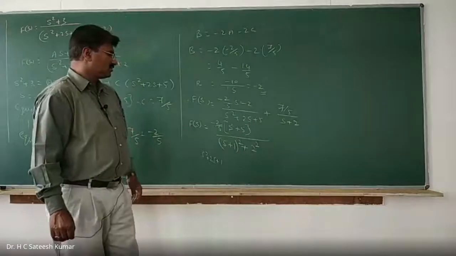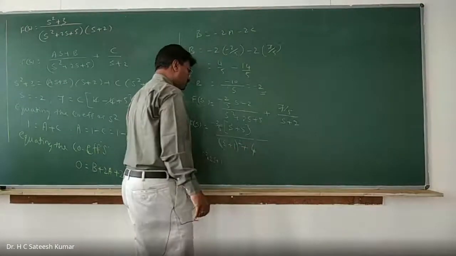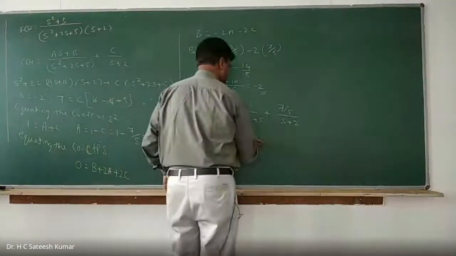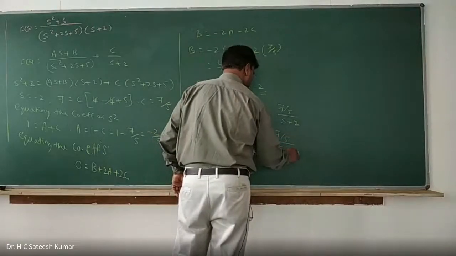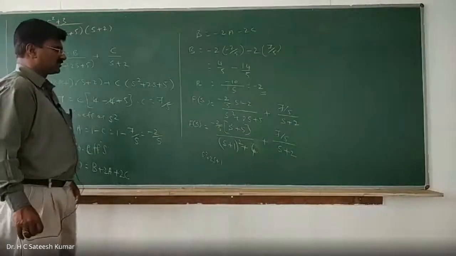Or you can write it as 4 itself, no problem. I think it's not required. Which is nothing but equal to plus 7 by 5 divided by s plus 2. Okay, right. So now go for this.